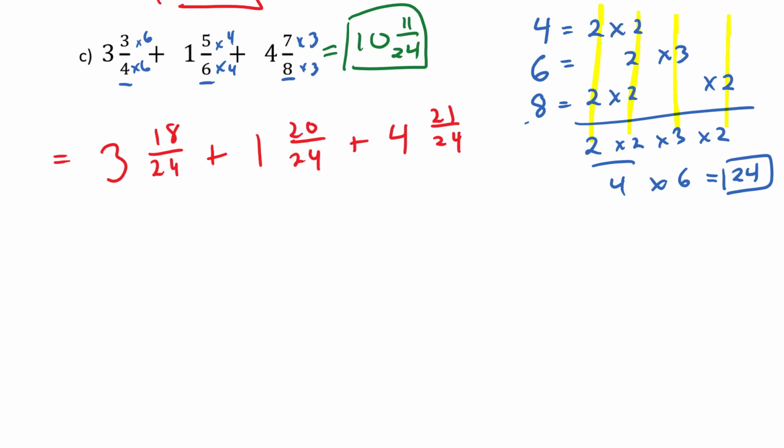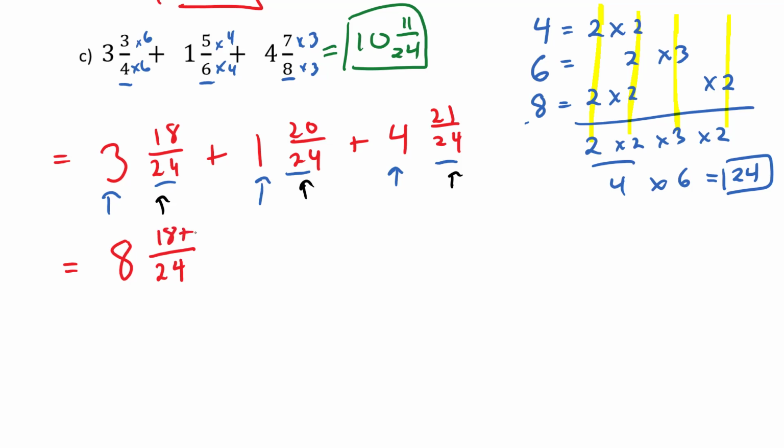Now that we have common denominators in them all, we're going to add the whole numbers up and add the fractions up. Combine those together. So 3 plus 1 plus 4. 3 plus 1 is 4, plus another 4 is 8 is our whole number. Again, the denominator does not change. Remember that. When we're adding and subtracting fractions, we find a common denominator, and the denominator remains the same.